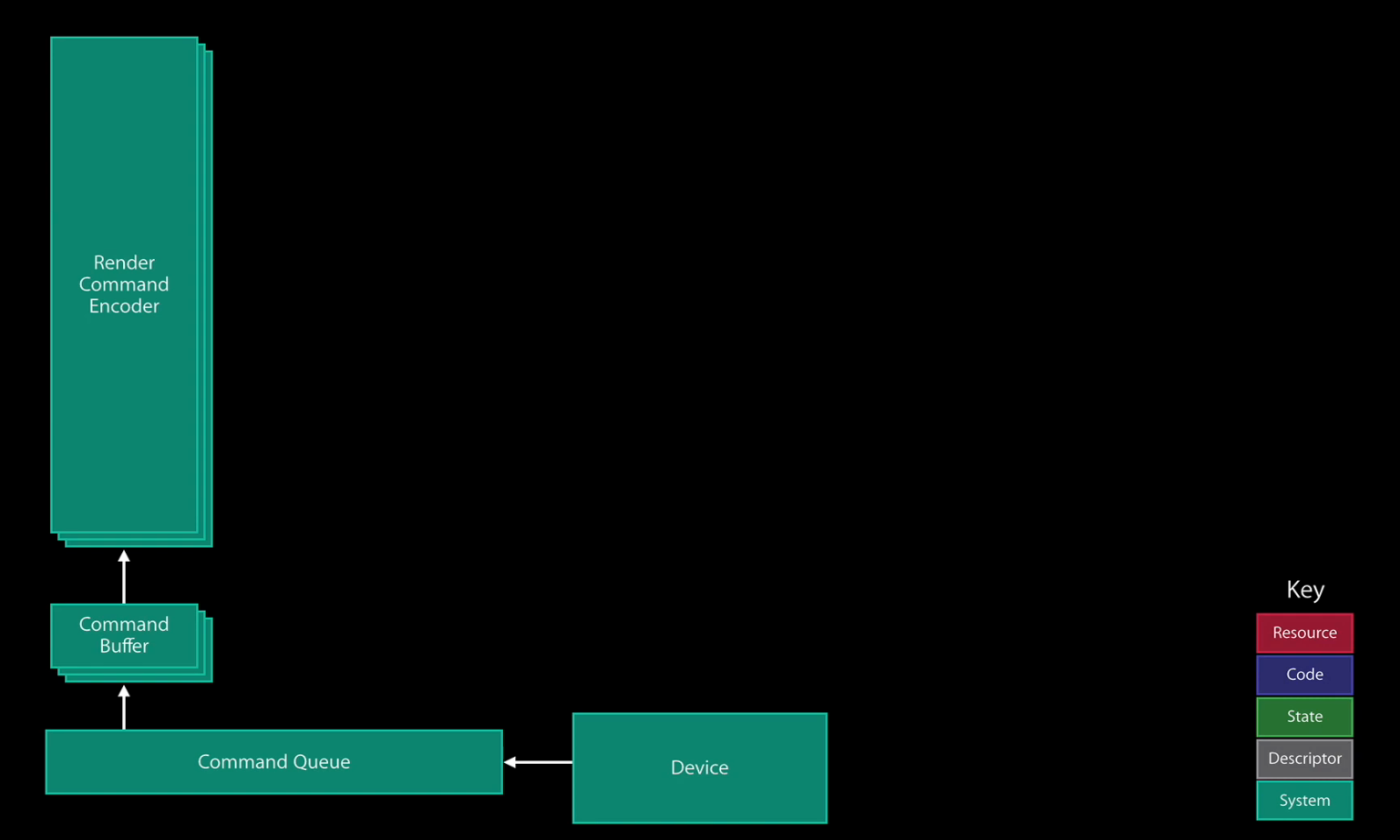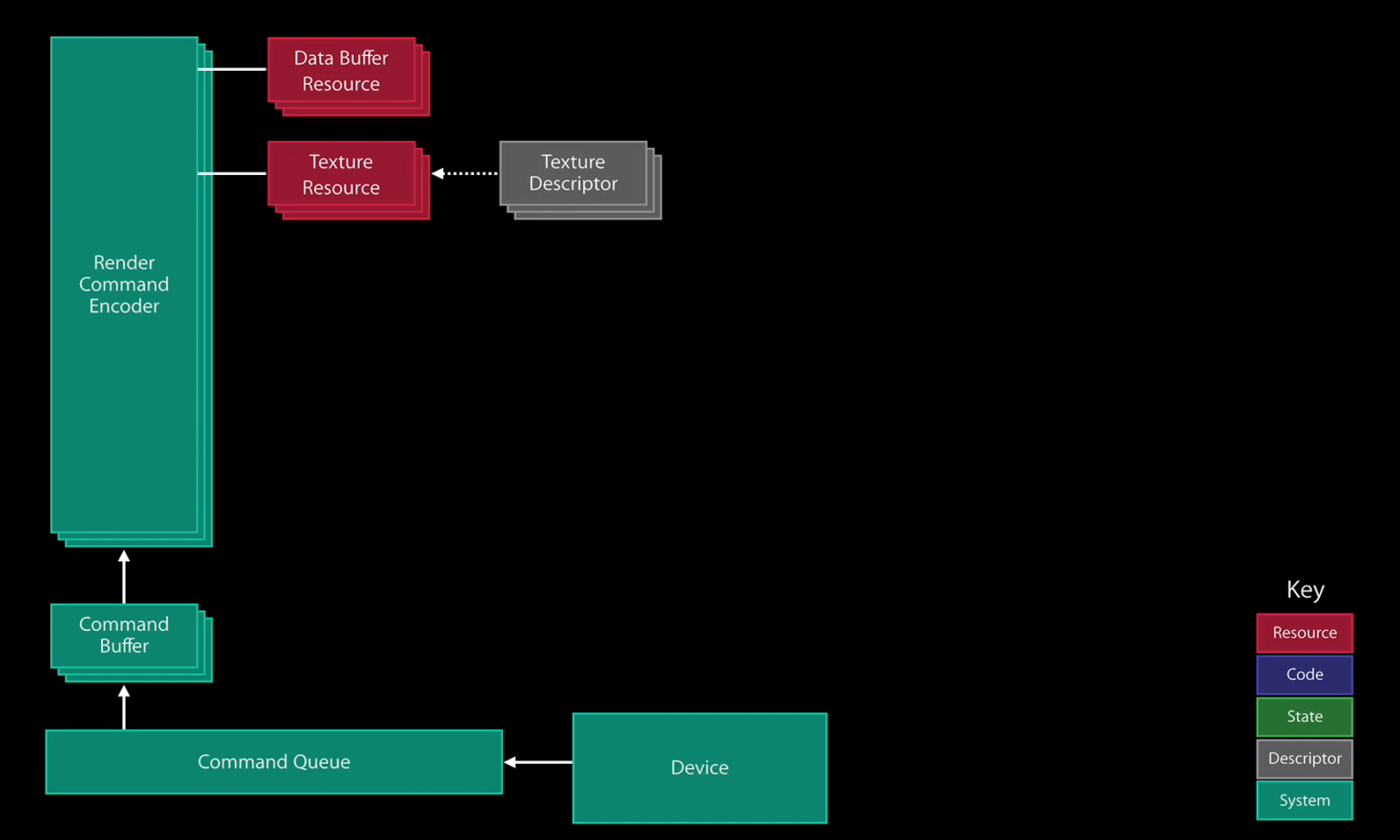Now, in order to generate those commands, you need to specify some information to the render command encoder. And you do that by attaching various objects to the render command encoder before you use it. So for instance, you specify your data buffers and your textures that you want to use to do this rendering operation. Now you'll notice in this diagram, we also show something called the texture descriptor. And the texture descriptor is used to create the textures. It specifies all of the necessary state used for texture object creation.